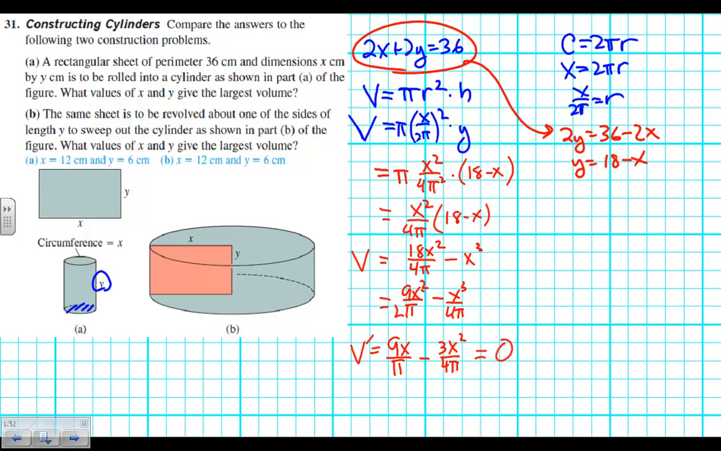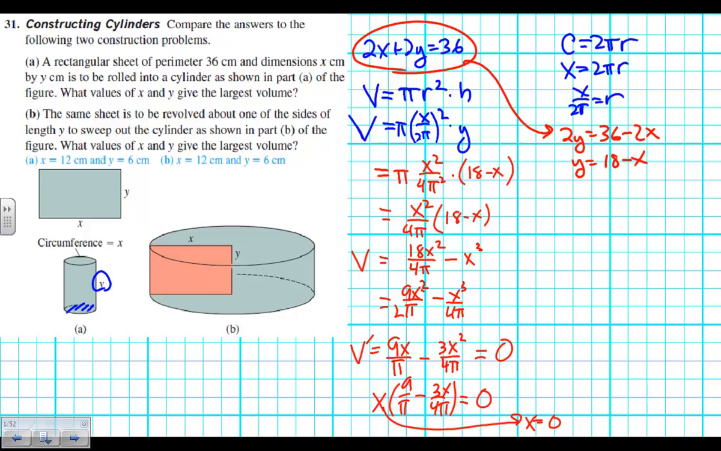And now we have to set that equal to 0. Let's factor an x out. That's a great idea. That gives us x times 9 pi minus 3x over 4 pi. So x equals 0 is a value that makes the derivative equal 0, but I can't imagine that maximizes the volume. In fact, I would say that minimizes the volume. It's not in the domain of x.